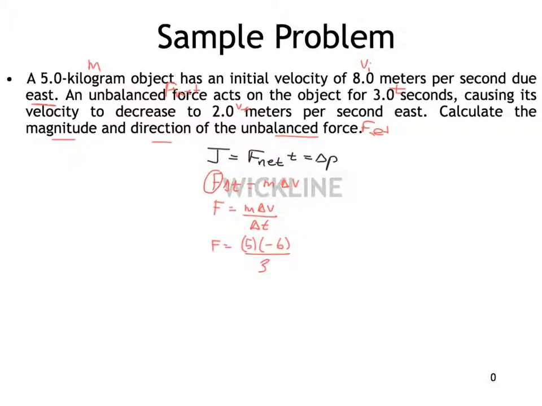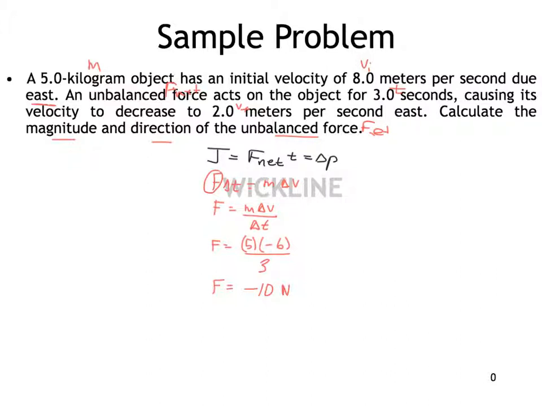And one of the probably more interesting things I did here was I used a -6 for my change in velocity. And the reason I did that is because initially I was moving at 8 meters per second to the east, and finally I was moving at 2 meters per second to the east. So the actual change in velocity there is -6 as you go from 8 to 2. And this will help me arrive at my answer for direction if I pay attention to that negative positive thing there. So of course this gives me a value of -10 newtons.